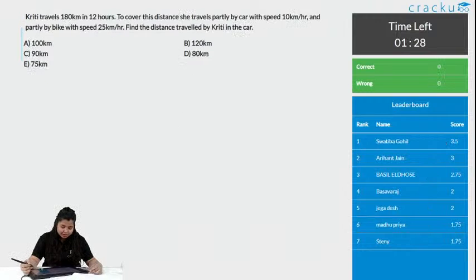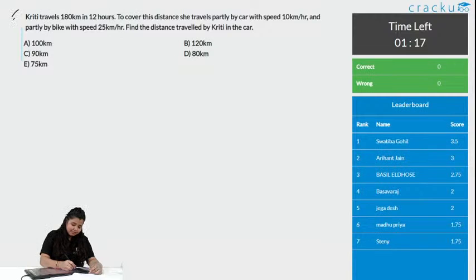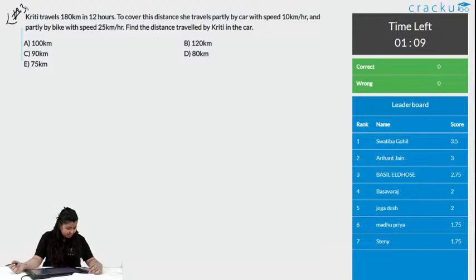The 8th question. Seconds already passed. This is an easy question. I can give you a hint. You can use allegation. If you are good at it, you can use allegation for this rather than going in a conventional way. You will get your answer quickly.